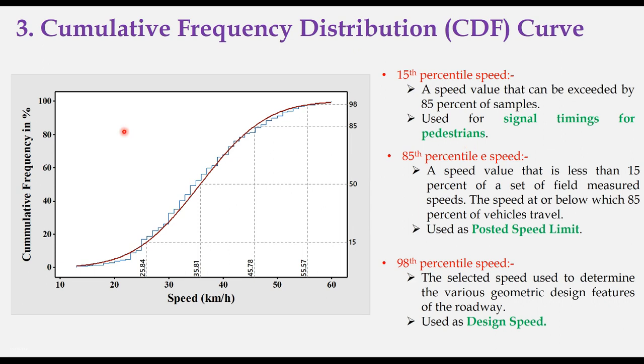Now 85th percentile speed is the speed at which 85% of the drivers will be moving, or you can say a speed that is less than 50% of a set of field measured speed. The speed at or below which 85% of the drivers will be traveling. And this speed is generally used as posted speed limit. 98th percentile speed is used as design speed.